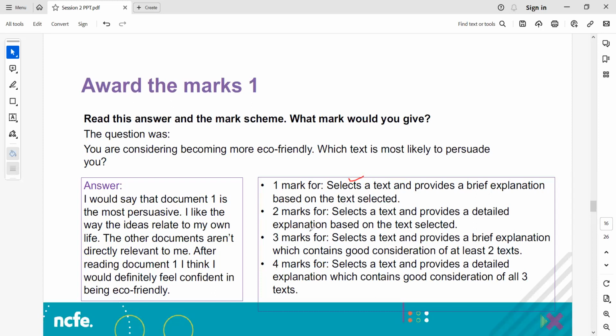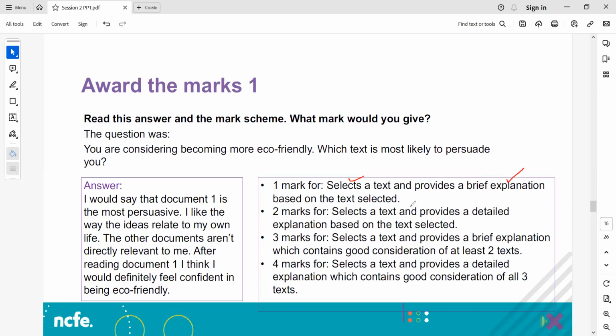Have they provided a brief explanation of why they've chosen that text? "I like the way the ideas relate. The other documents aren't relevant." So have they provided a brief explanation? They did, didn't they? Okay, so we've got 1 mark there. Let's see if they can get 2 marks.